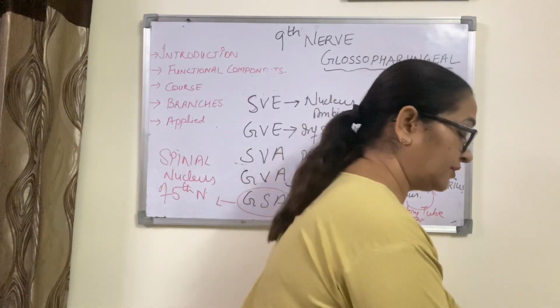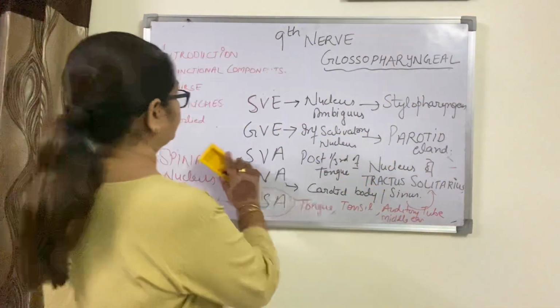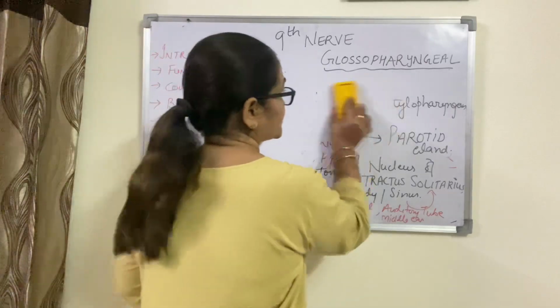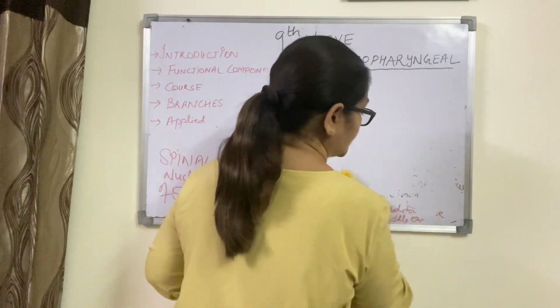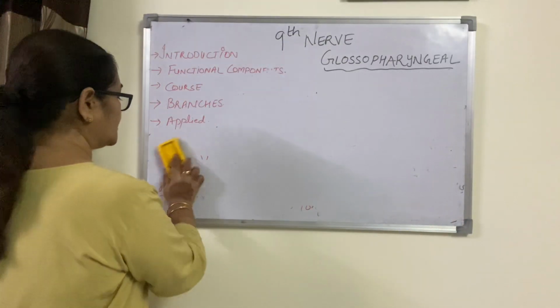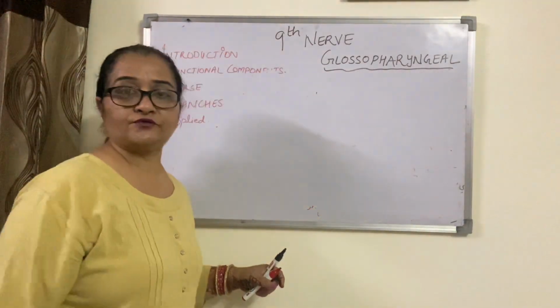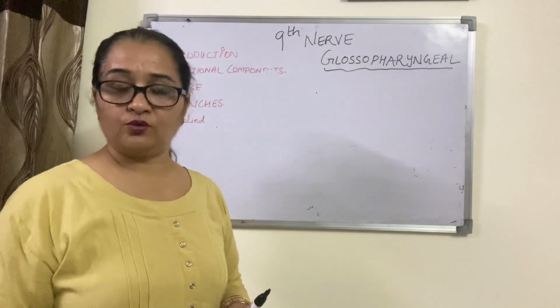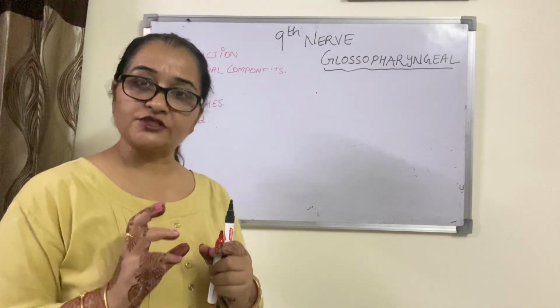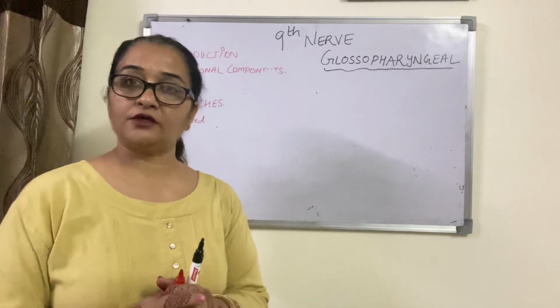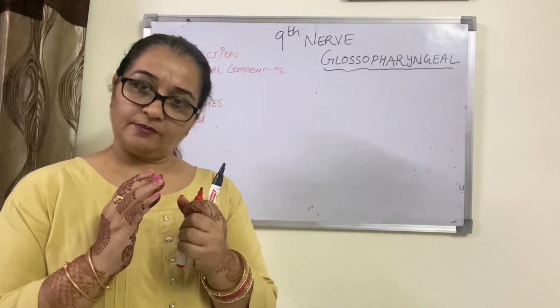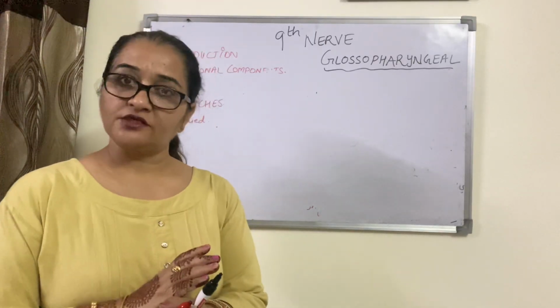Now coming to the course of this nerve. The next important heading under which we will discuss the glossopharyngeal nerve is the course. After leaving the medulla, the 5 or 6 rootlets join to form one nerve which leaves the medulla through a gap between the olive and inferior cerebellar peduncle.